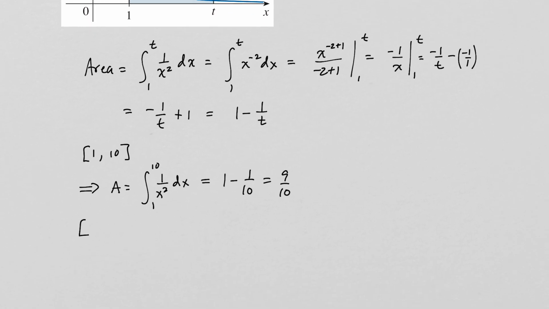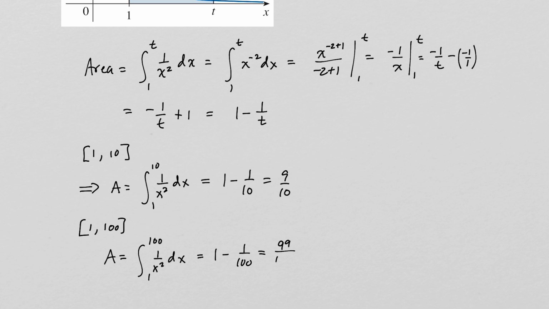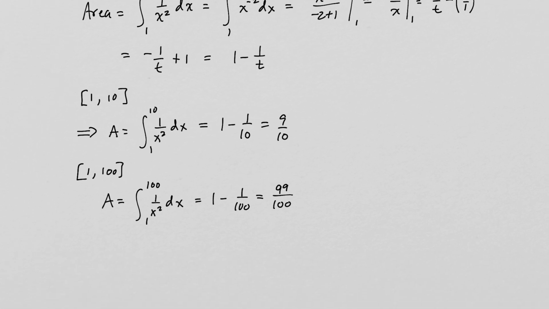What if I wanted the area from x equals 1 to x equals 100? Well, again, that area would simply be the integral from 1 to 100 of 1 over x squared dx. And now we're just going to substitute t equals 100 into the formula 1 minus 1 over t. And that's going to give us 1 minus 1 100th, which is 99 over 100. And so naturally the question becomes, can we find the area from 1 to infinity?